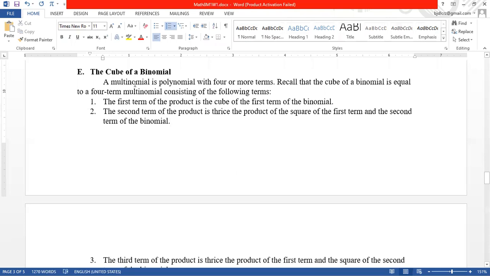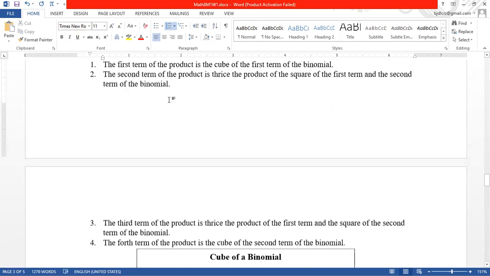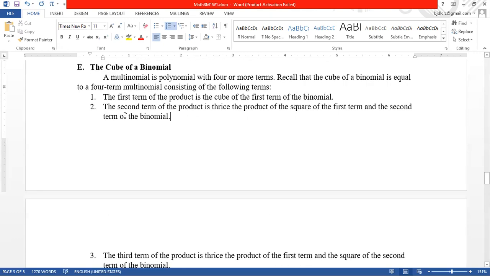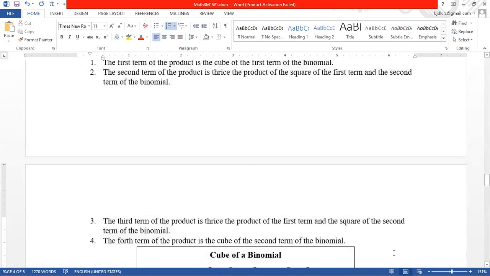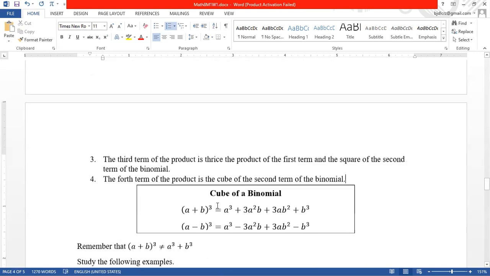So next, the cube of a binomial. So there are some steps again here. Just read this part. Read lang ninyo para masabtan ninyo. And here are the formulas.